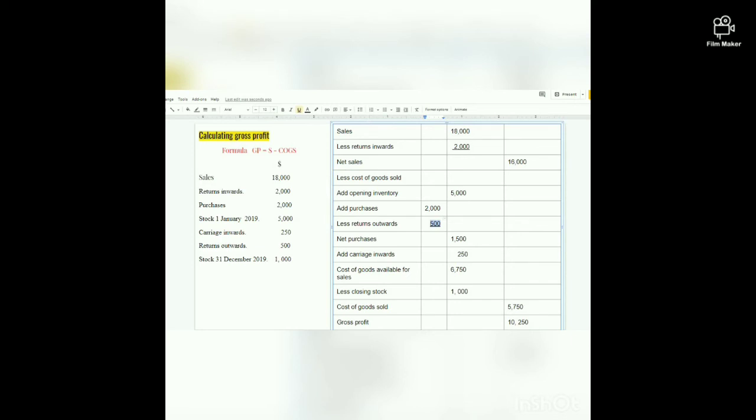We add all 3 figures coming down: the opening inventory, net purchases, carriage inwards. So we add all 3 and we arrive at the cost of goods available, which is 6,750. From the cost of goods available, we take out our closing inventory and we arrive at the cost of goods sold. Then we take the cost of goods sold from the net sales and we get our gross profit.